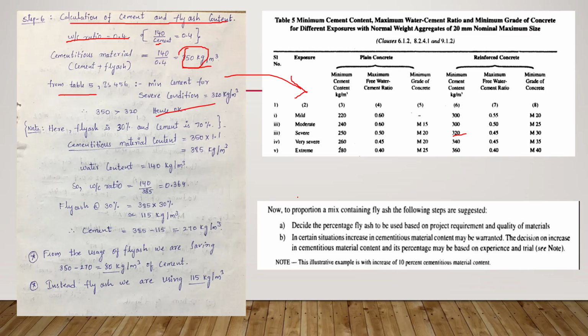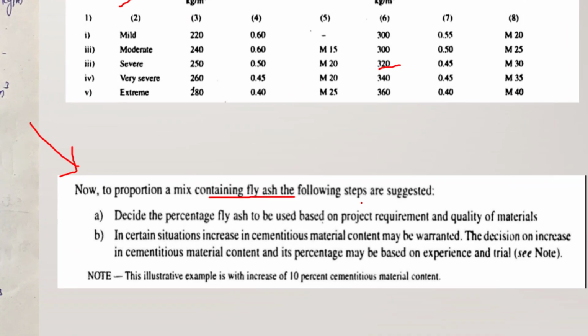Next, after this step, for proportions having fly ash we have to follow these steps. First decide the percentage of fly ash. We have selected 30% fly ash and 70% cement. Then we have to increase the cementitious material volume.